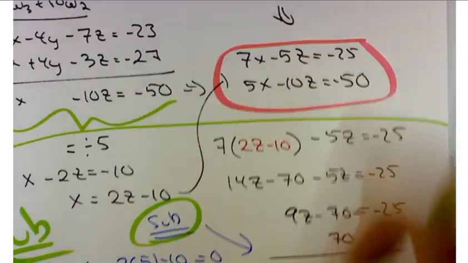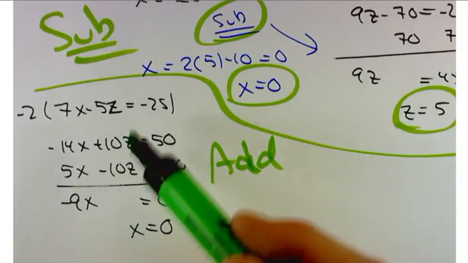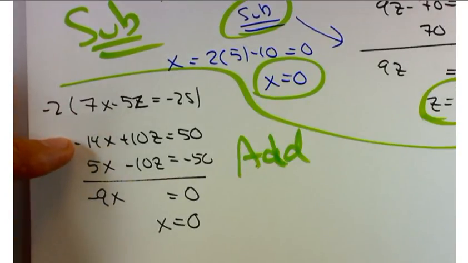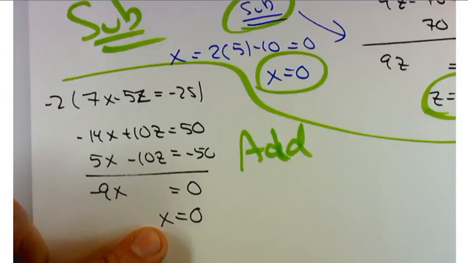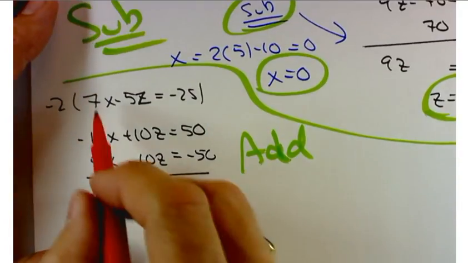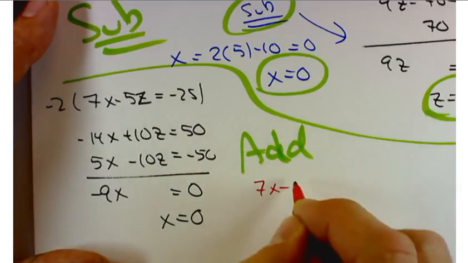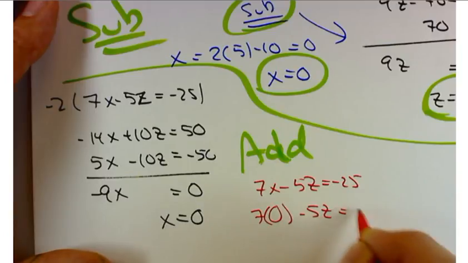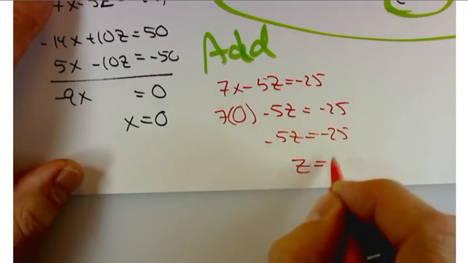The other way to solve this system of equations is by the addition method. So the addition method is down here. Take and multiply the top equation by negative 2, and you get something like this. And if you add that to the bottom equation, you quickly get that x equals 0. If x equals 0, let's substitute that into one of the original equations. So one of the original equations was 7x minus 5z equals negative 25. 7 times 0 minus 5 times z equals negative 25. That cancels. Negative 5z equals negative 25 means z equals 5.